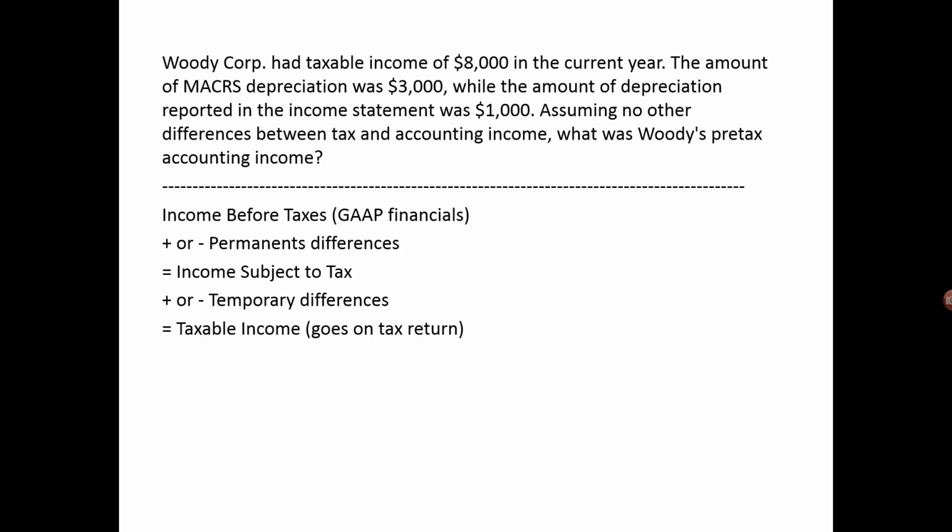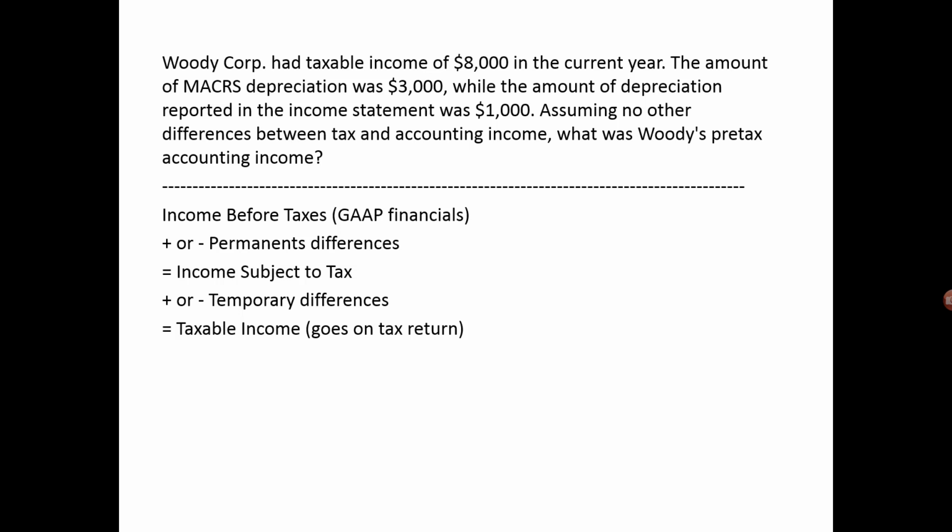Here's the problem. Woody had taxable income of $8,000. Now notice that taxable income is not income before taxes, so they're actually giving us that bottom number instead of the top number. They're telling us that the maker's depreciation, that's the tax calculation, what the IRS requires, is $3,000, while the depreciation in the income statement, that's GAAP, was $1,000. So there's a $2,000 increase in the amount of depreciation allowed on the tax return than there was in GAAP.